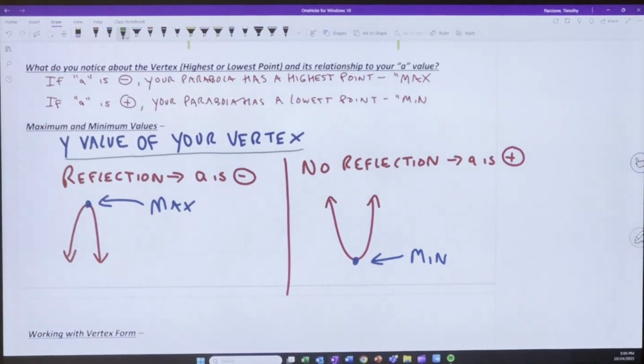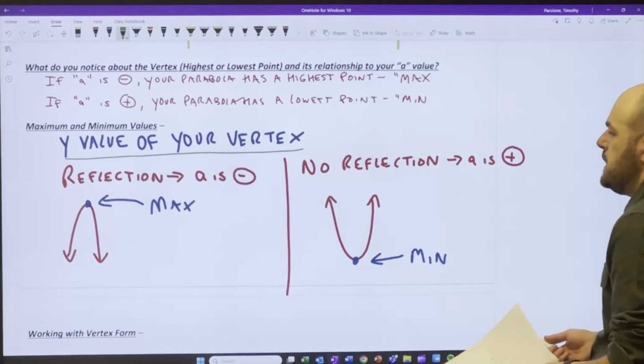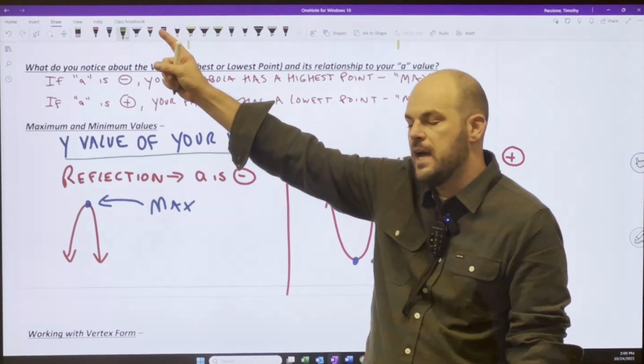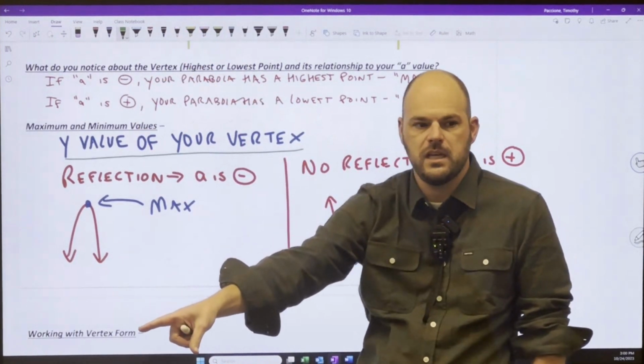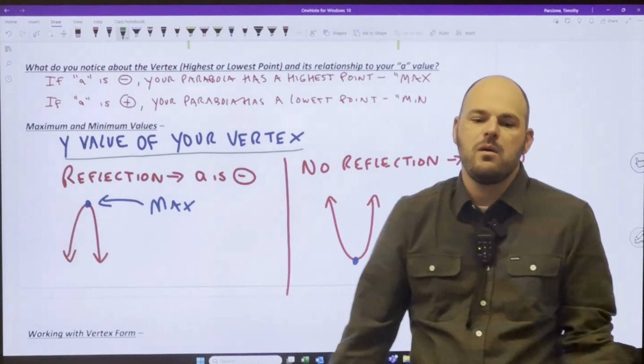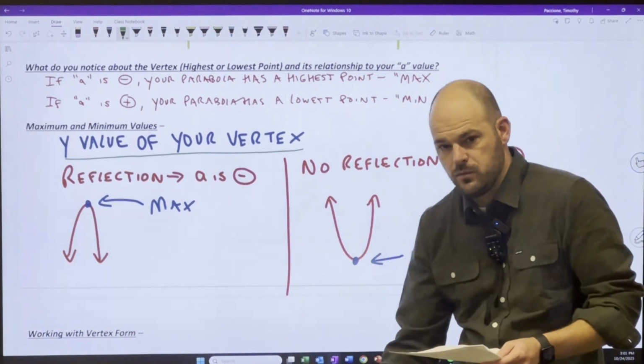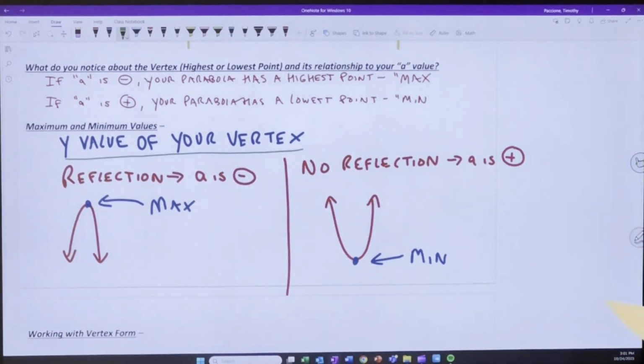Okay? So on a graph, like in our warm-up, those were easy to see. It's like, oh, the highest point is 8. Oh, the highest point is 3. Oh, the lowest point is -10. But what about when we have equations and we don't have a graph and we have to find them? So we're going to find them a couple different ways. We're going to find them from vertex form. We're going to find them in standard form. Okay? So that's what we're going to do next. I'll give you a second to write that down.